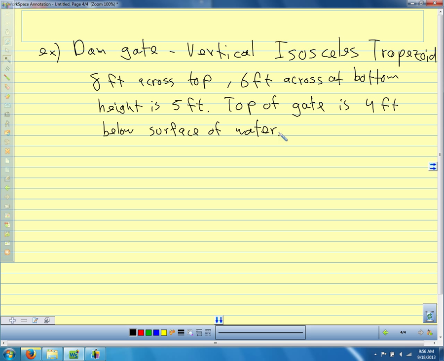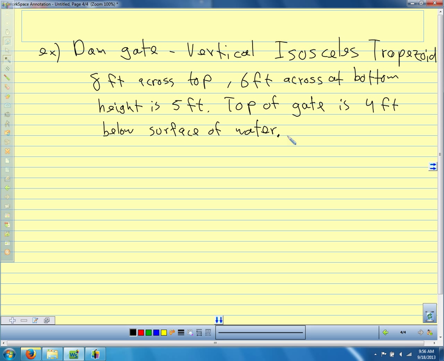So what do we know right away about this situation? What do we know about the dam and the gate? If the top of it is 4 feet below the water, it's not doing a very good job. There's 4 feet of water flowing over the dam. So we know that already. All right, we want to find the fluid force. We want to find the force that the water is exerting on the gate.